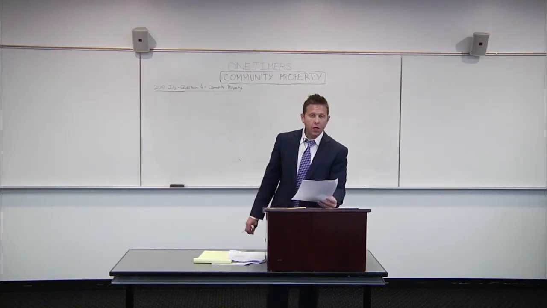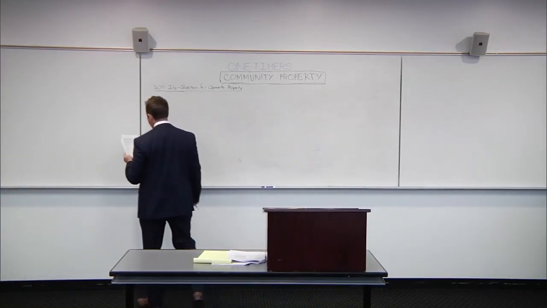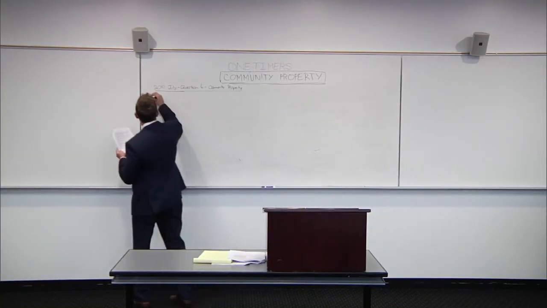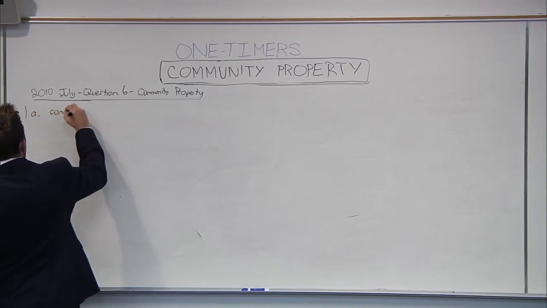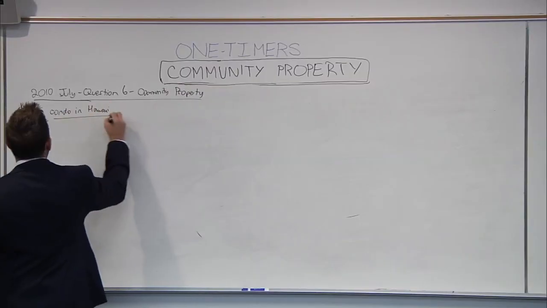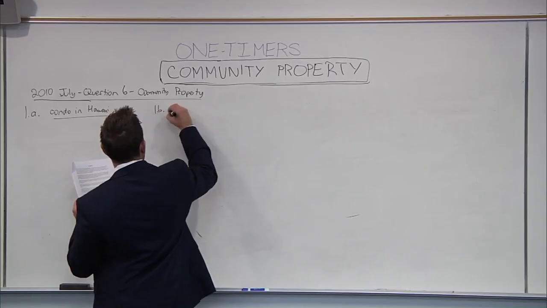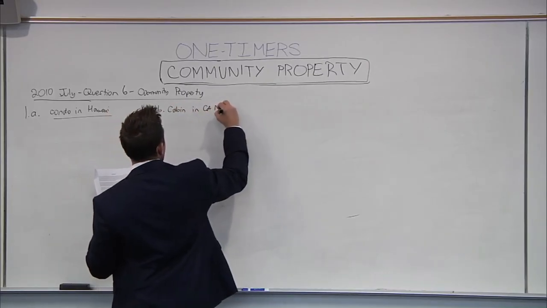Okay, number 1, let's go to the call of the question. In the event of dissolution, how should the court rule on Harry and Wanda's respective rights and liabilities with respect to, let's go to 1A, the condo in Hawaii. So we got condo in Hawaii, depending on what island it is. Number 1B, the cabin in the mountains. Cabin in the California mountains.